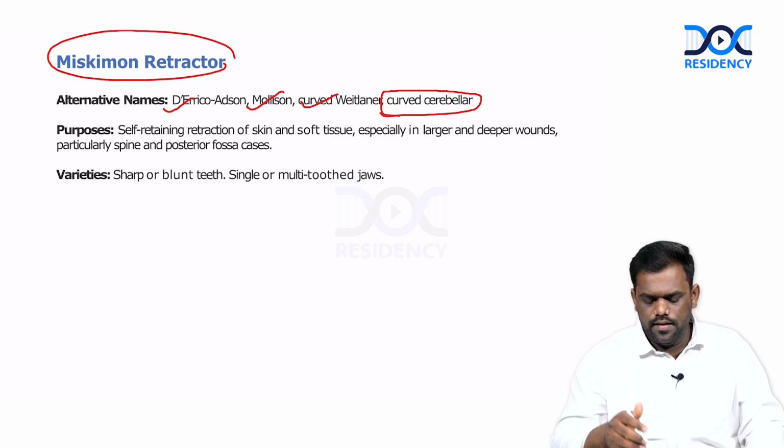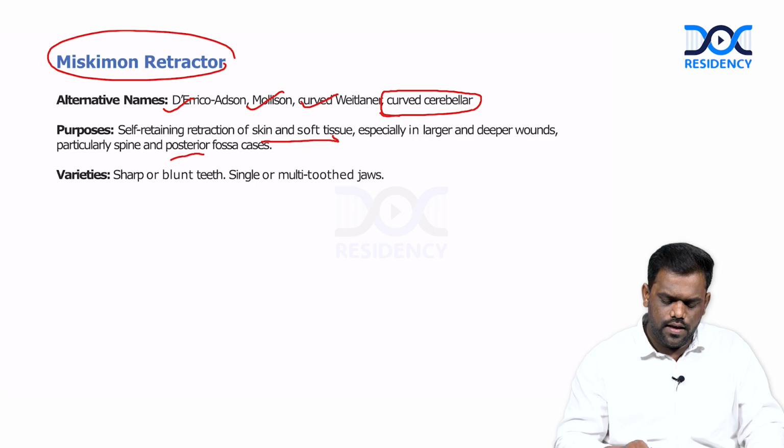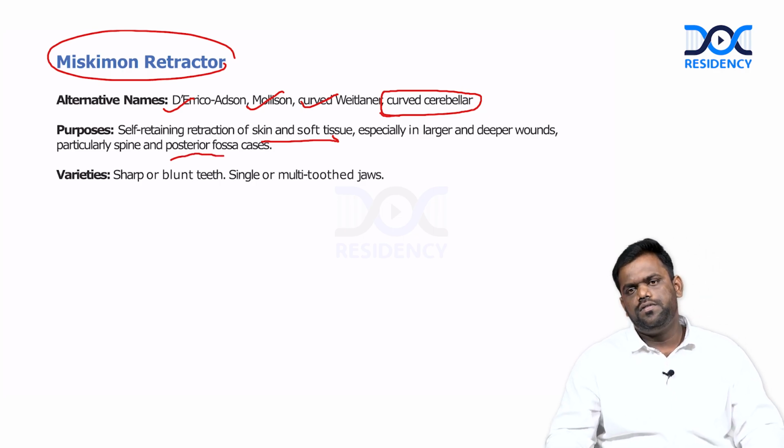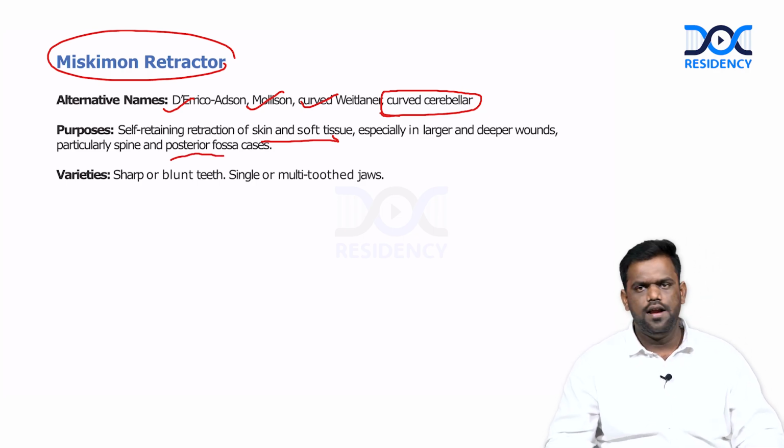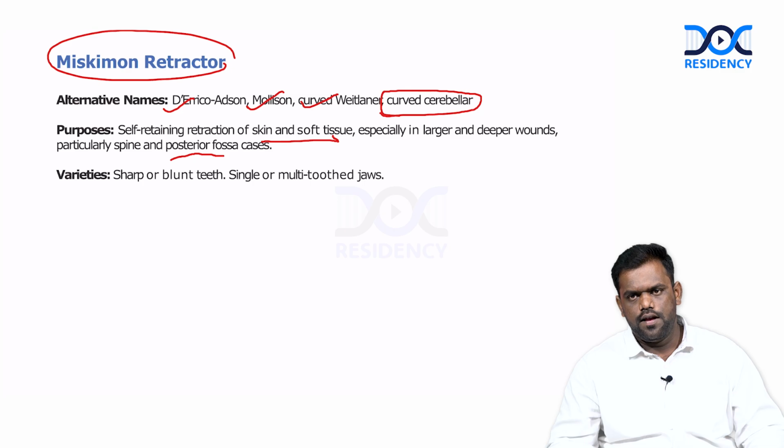That means it's a self-retaining retraction of skin and soft tissues, especially for larger and deeper wounds, particularly in supine and posterior fossa cases. Whenever you are doing a posterior fossa craniectomy, suboccipital craniectomy, or posterior fossa decompression craniectomies, for that purpose we can use this Mosquito retractor to retract the skin and soft tissues.